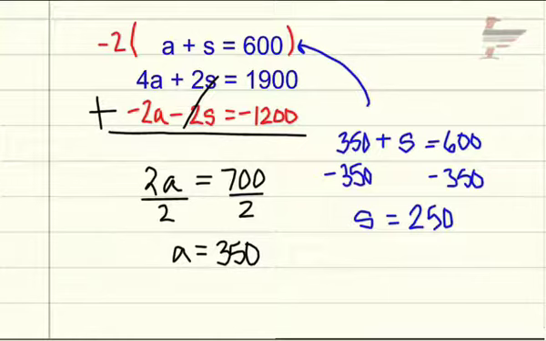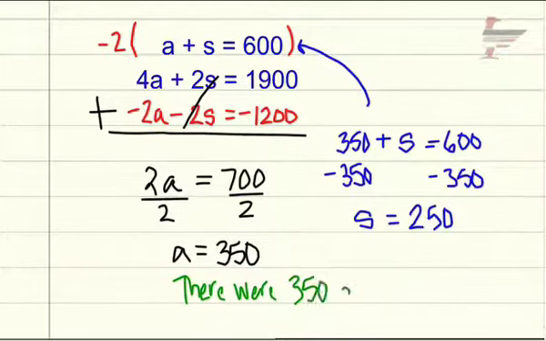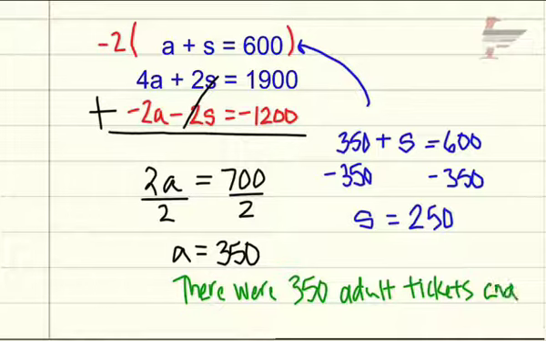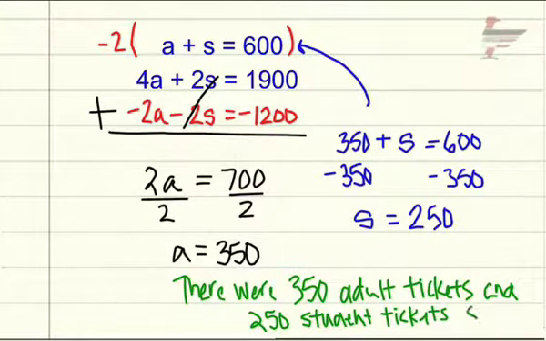Final answer, it's a word problem, so I do want you guys answering with a sentence. We'll see if I have time to write it before this stops. There were 350 adult tickets and 250 student tickets sold, or some sentence that resembles that.